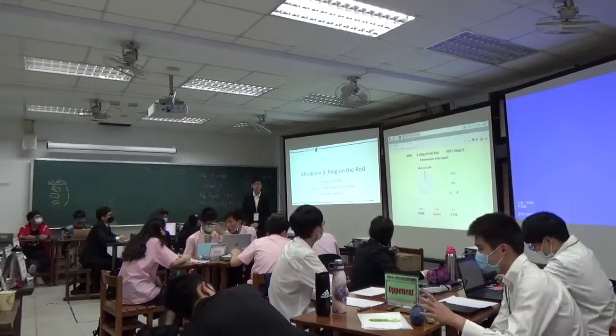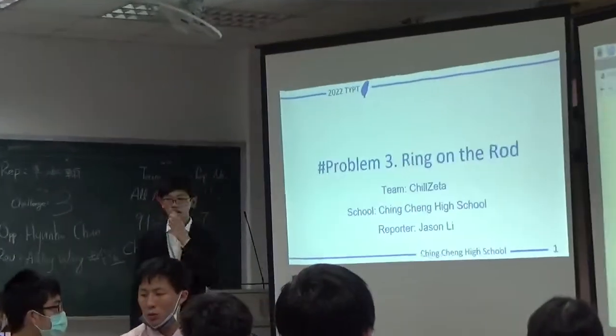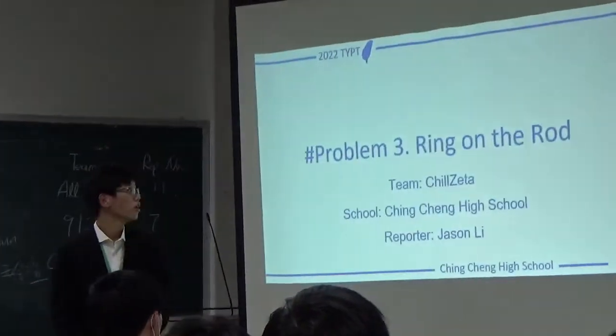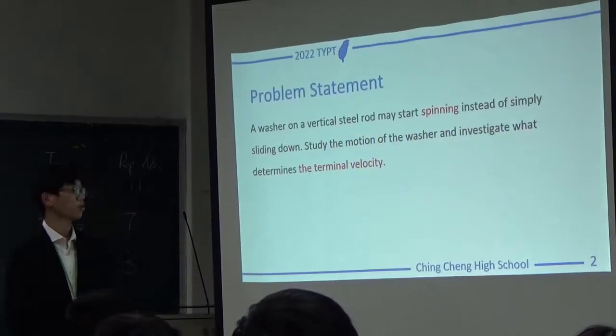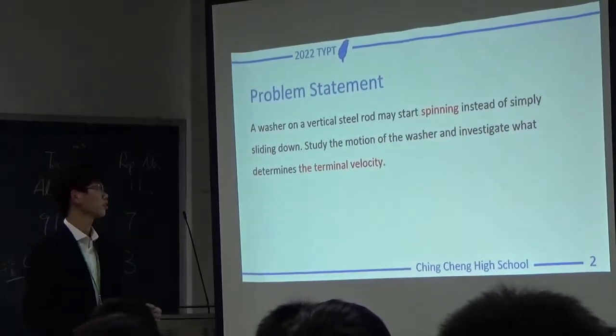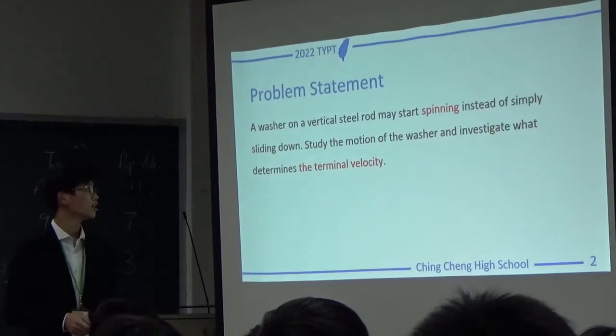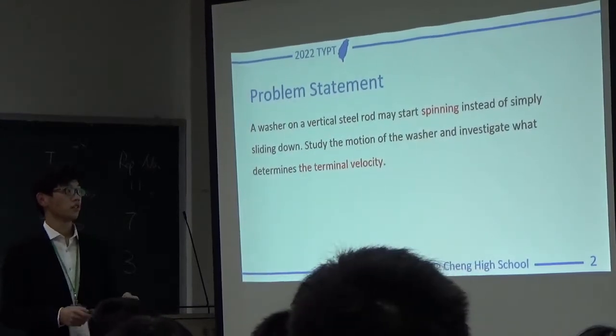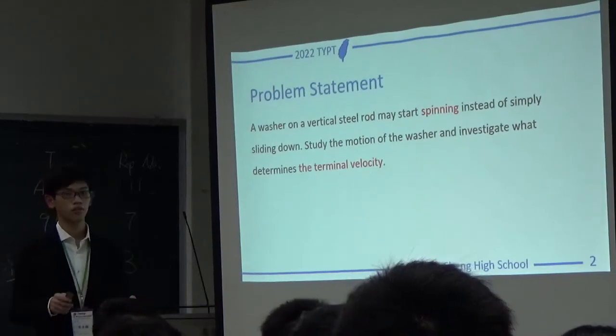This is S603 from Xinjiang High School, and I'm going to report problem number 3, spin on the rod. Here's the problem statement: the washer on the vertical steel rod may start spinning instead of simply sliding down. Study the motion of the washer and investigate what determines the terminal velocity.